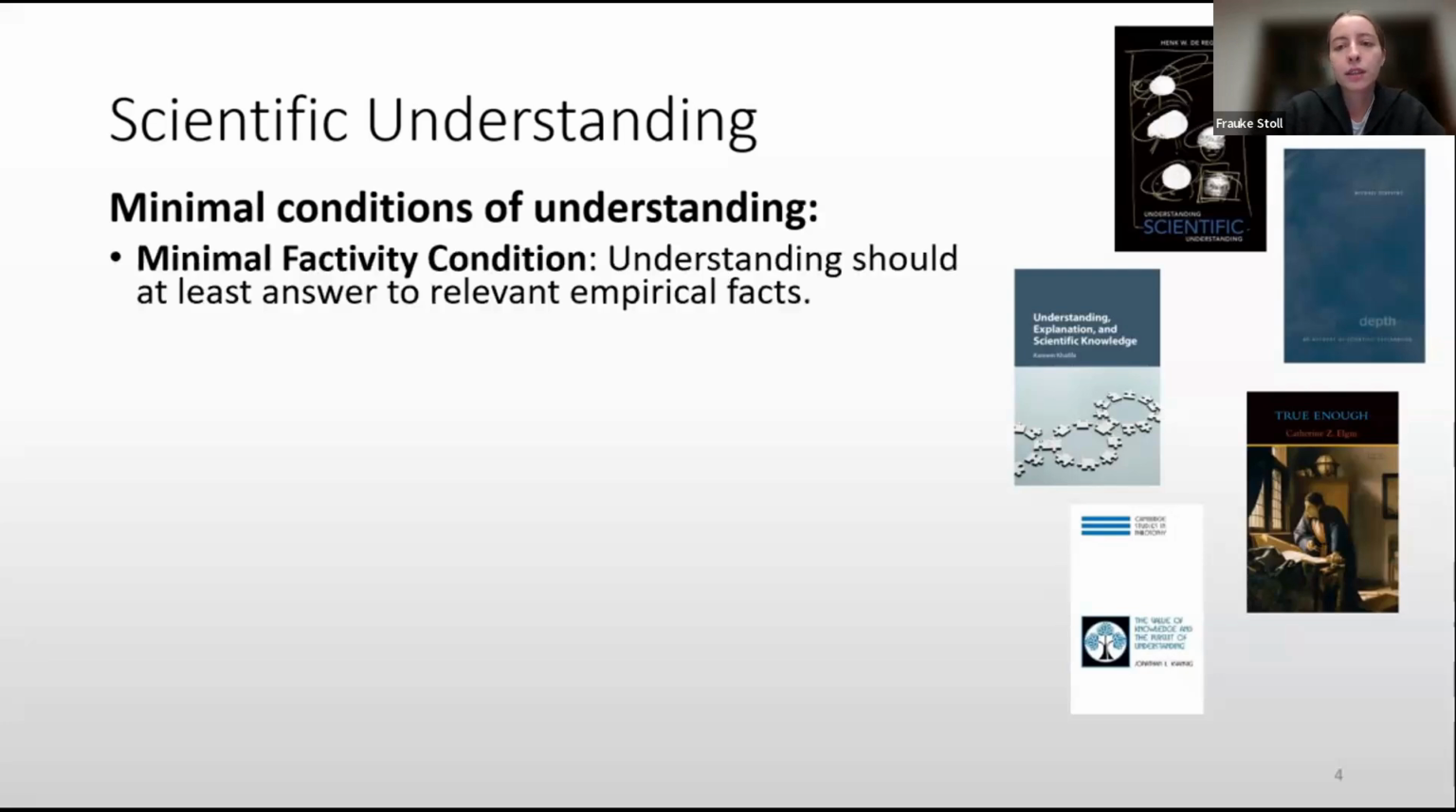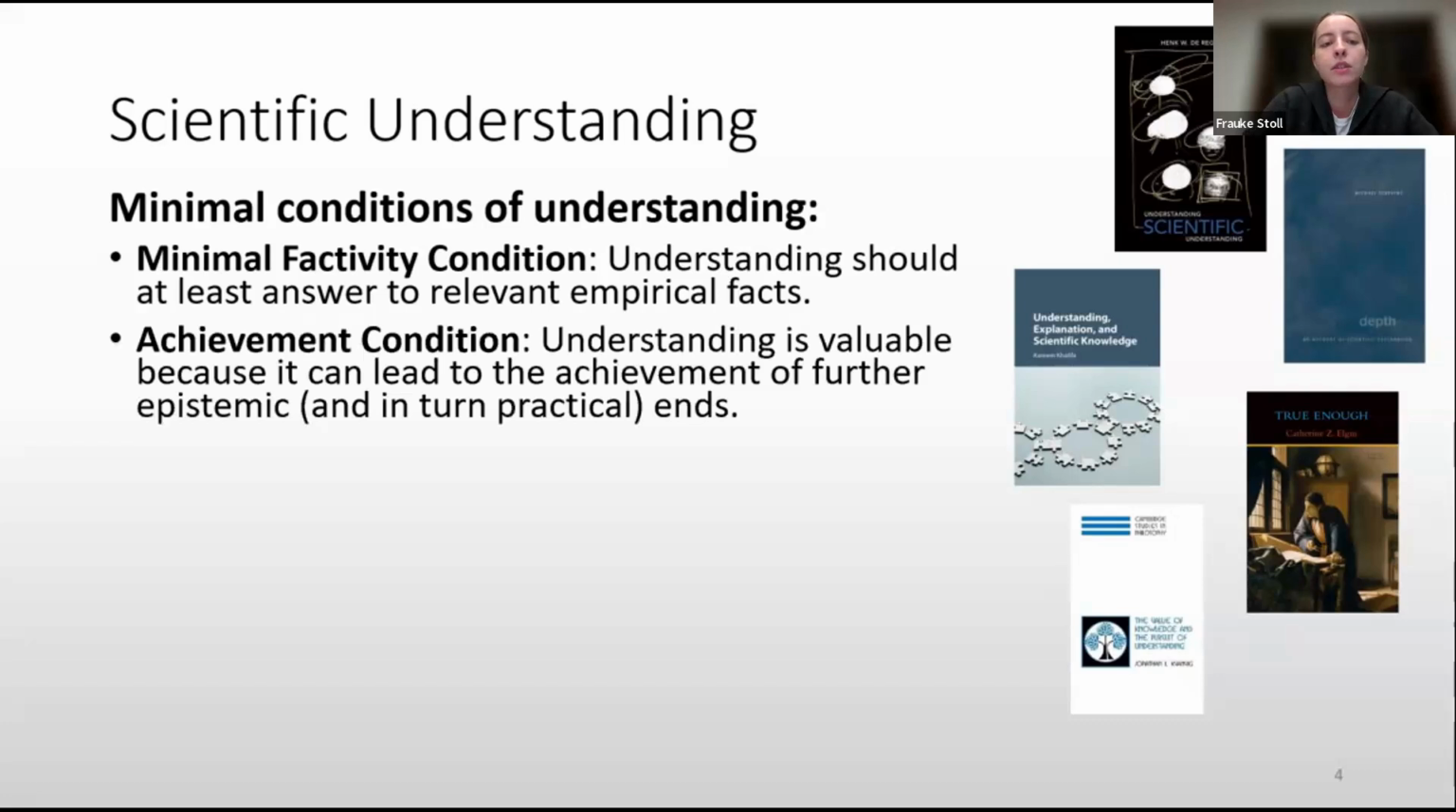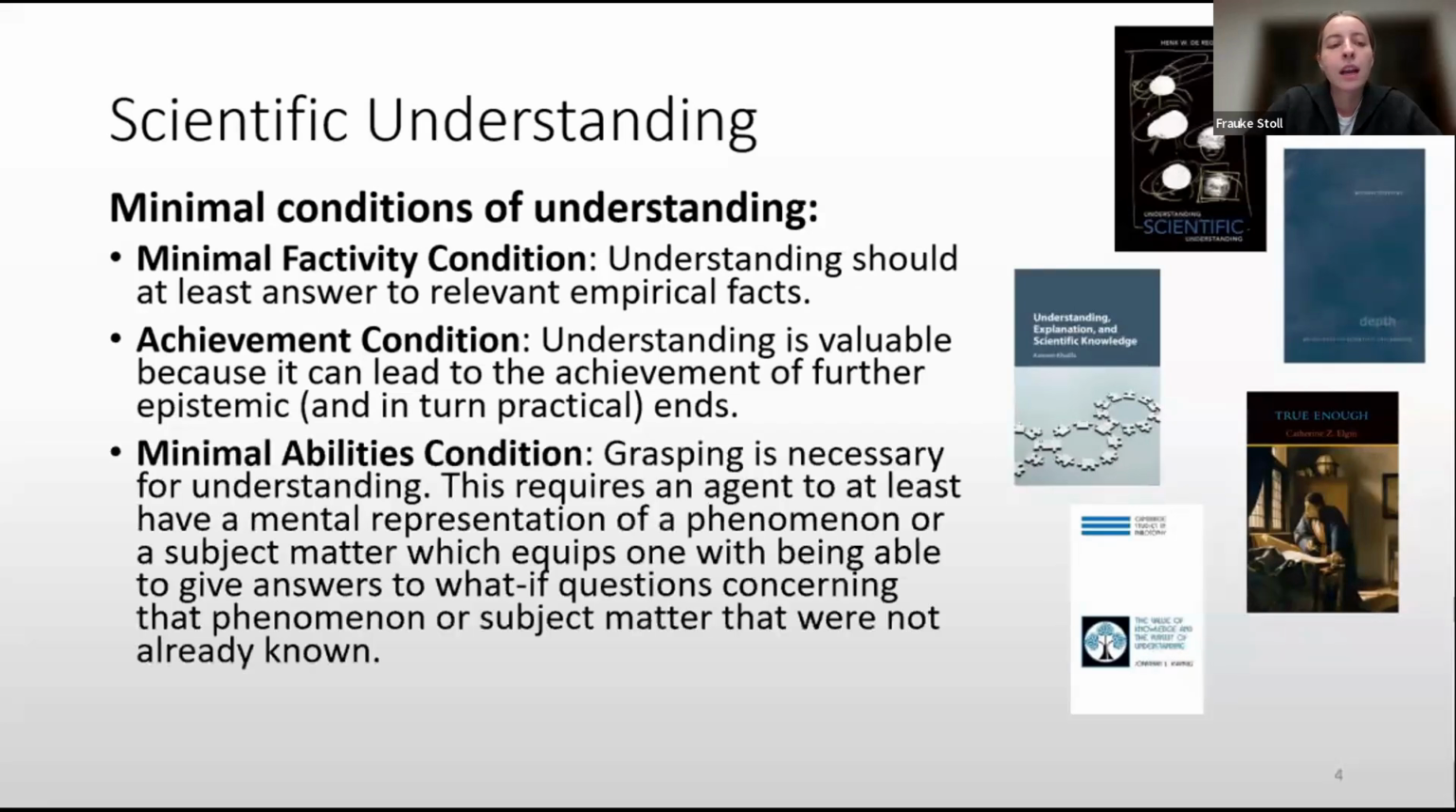And the first condition for that is the minimal effectivity condition, which says that understanding should at least answer to relevant empirical facts. The next condition is the achievement condition that says that understanding is valuable because it can lead to the achievement of further epistemic and in turn practical ends. And the last is the minimal abilities condition. So this says that grasping is necessary for understanding, and this grasping requires an agent to at least have a mental representation of a phenomenon or subject matter, which equips one with being able to give answers to what-if questions concerning that phenomenon or subject matter that were not already known.